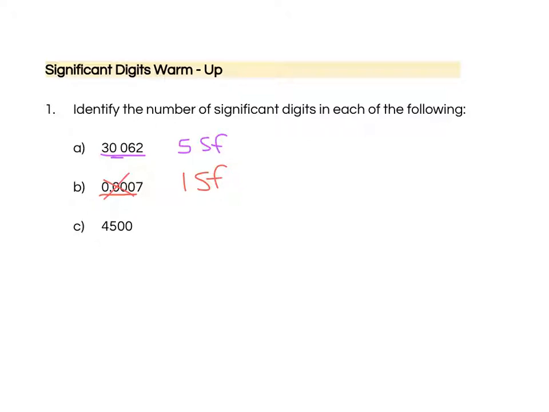So looking carefully at this, I have some trailing zeros. Trailing zeros count sometimes, but in this case, these are trailing zeros without being after a decimal, which means that they do not count. So this number, 4,500, has 2 significant figures in it.